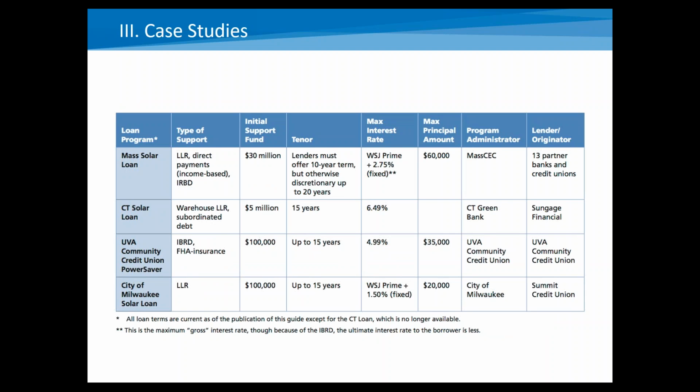This is the case studies. This is the third section of the guide. You see here that we examined the Mass Solar Loan product, Connecticut Solar Loan, the UVA Community Credit Union Power Saver product, and then there was a City of Milwaukee Solar Loan program. The woman that spearheaded that is actually at Sunrun now, so she did a good job with that, and she's sort of taken her state and local knowledge to the national scene.